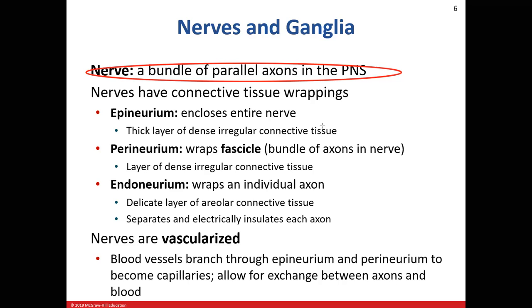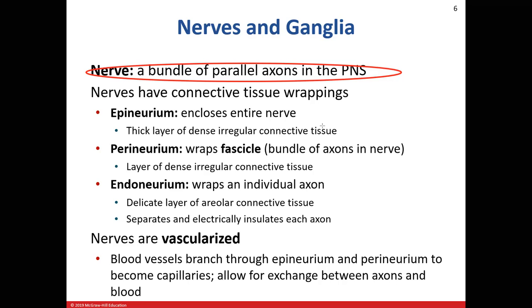Again, all of these are connective tissue until we get to the endoneurium, which is still connective tissue, but now it's a very delicate layer of connective tissue. And the endoneurium wraps an individual axon. Again, just as the endomysium wraps the individual muscle cell. And this helps to separate and electrically insulate each axon, just as we did with the muscle cell.